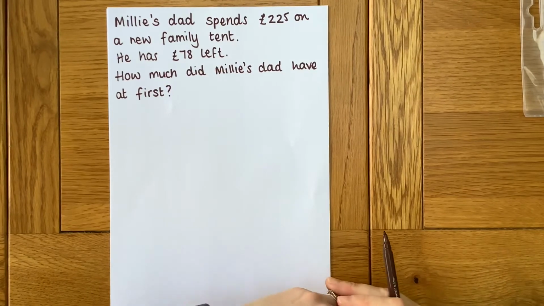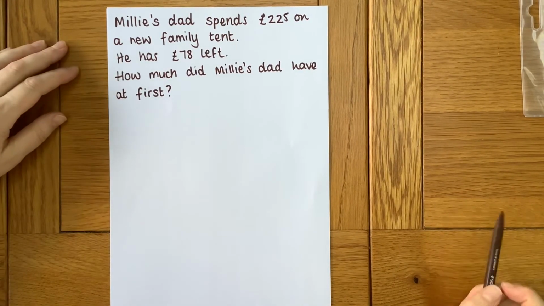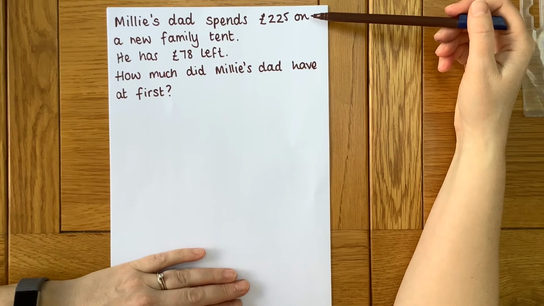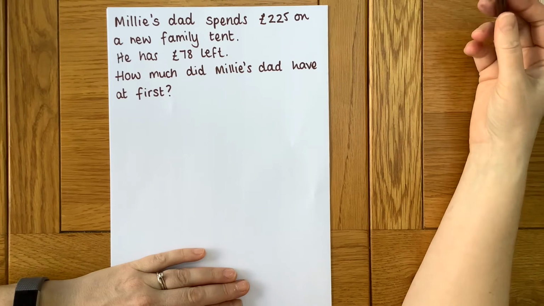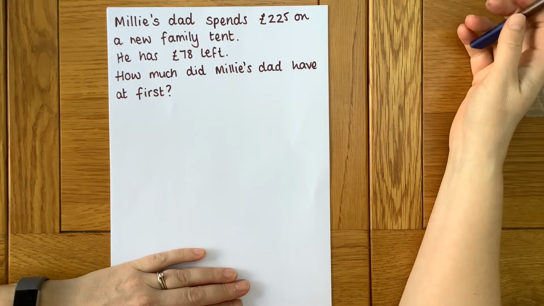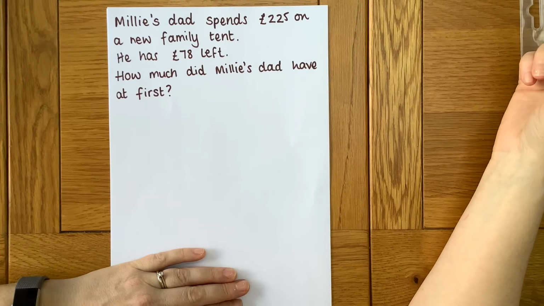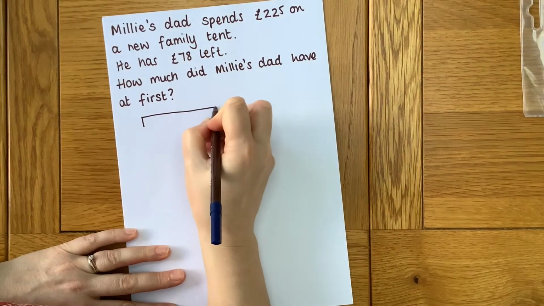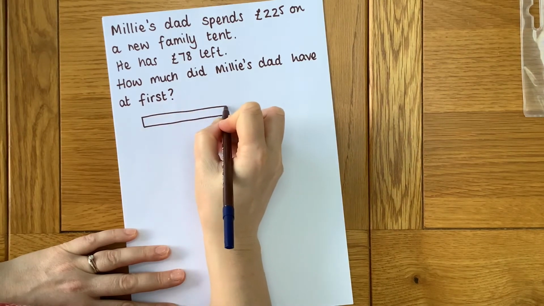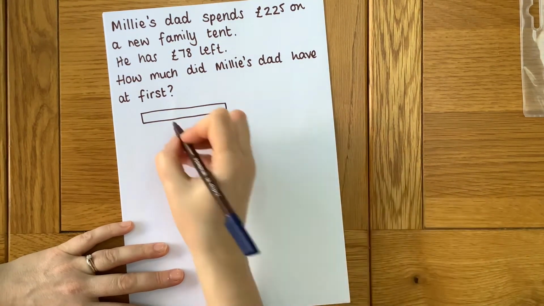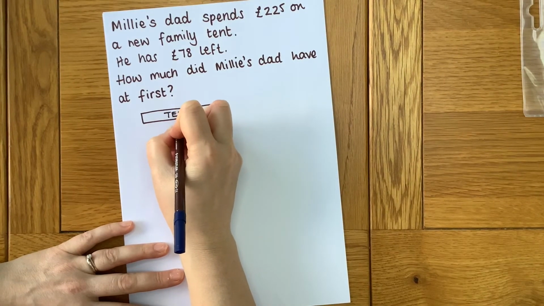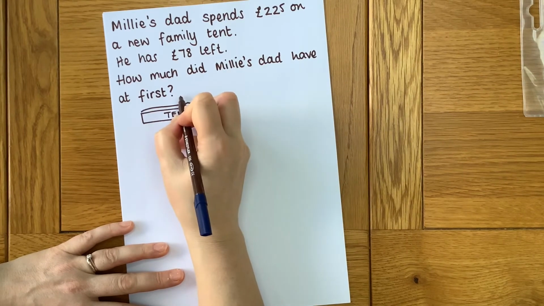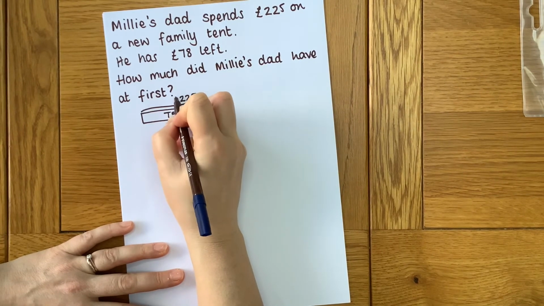Okay, now we're going to try doing a couple together where we have to draw the bar model ourselves. So let's have a look at this one. Millie's dad spends £225 on a new family tent. He has £78 left. How much did Millie's dad have at first? So let's draw a bar. This part of the bar is going to represent the money that was spent on the tent, which is £225. Remember, the first thing you do is you just put in the information you know.